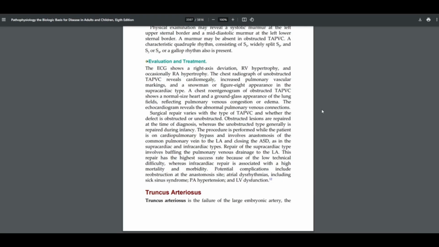A chest roentgenogram of obstructed TAPVC shows a normal-sized heart and ground glass appearance of the lung field, reflecting pulmonary venous congestion or edema. The echo reveals an abnormal pulmonary venous connection.